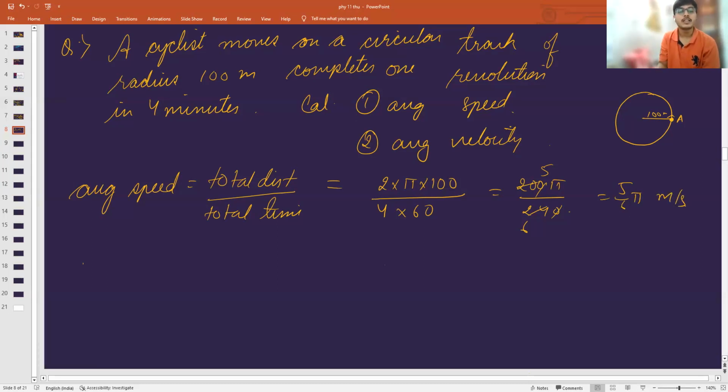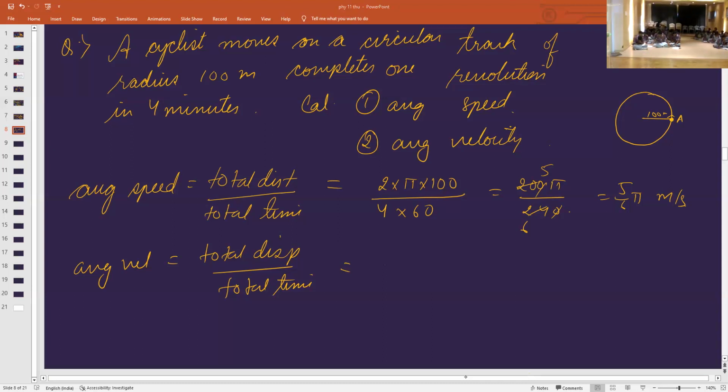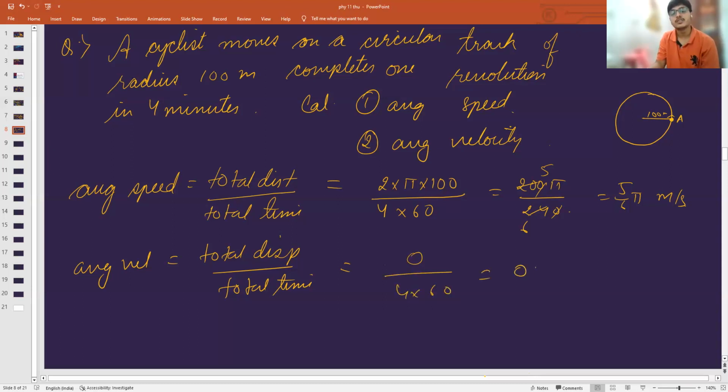Now what is the average velocity? It will be total displacement by total time. How much displacement occurred? Zero, because there was no net difference between the initial and final point. So 0 by 4 into 60 is 0. Zero meter per second is the average velocity. Understood? Write it down.